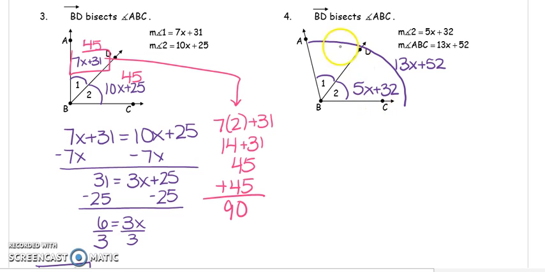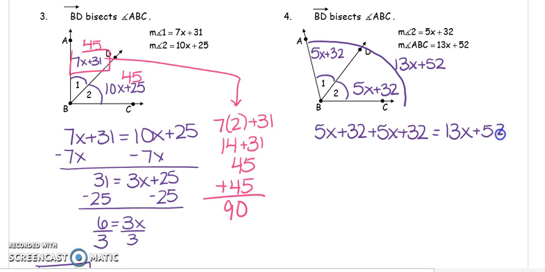Well, if one of the little angles is 5x plus 32, the other little angle is also going to be 5x plus 32. And then I can go ahead and add them up and set them equal to the big one. So 5x plus 32 plus 5x plus 32 is equal to 13x plus 52. I'll combine like terms, 5x and 5x, that's 10x. 32 and 32, that's 64, is equal to 13x plus 52.